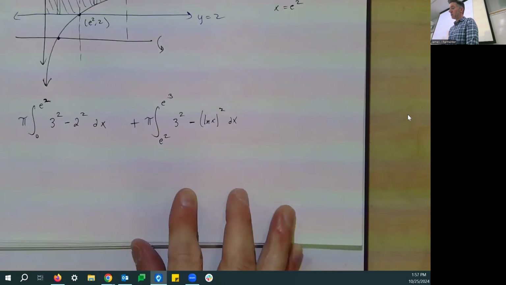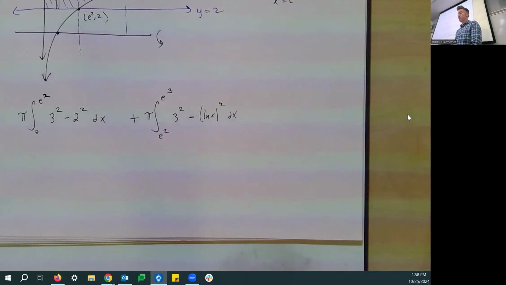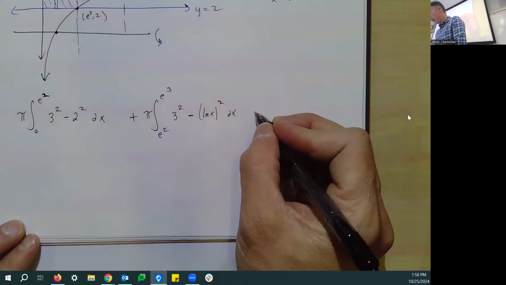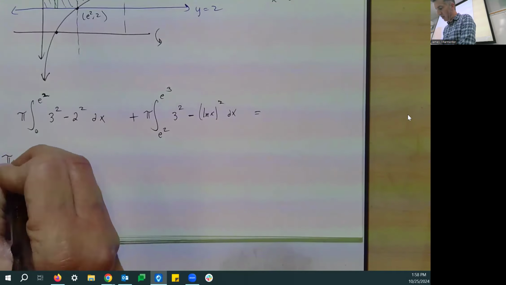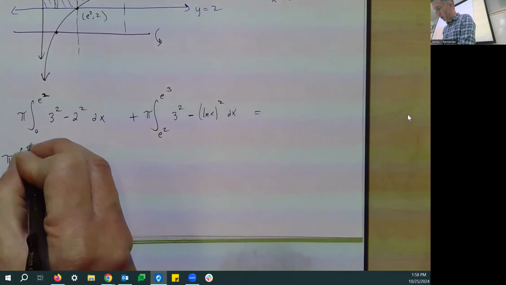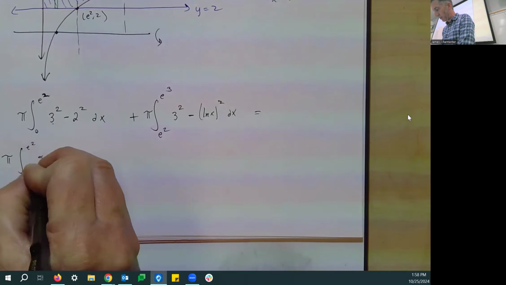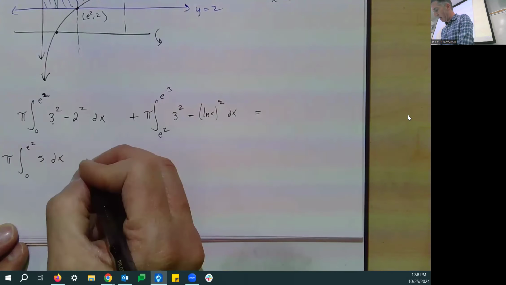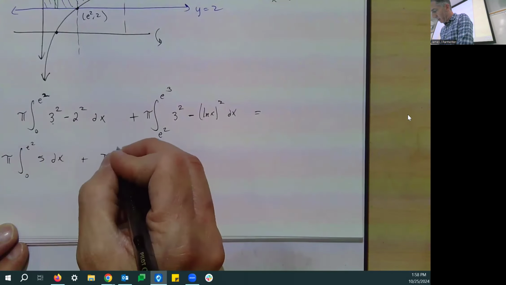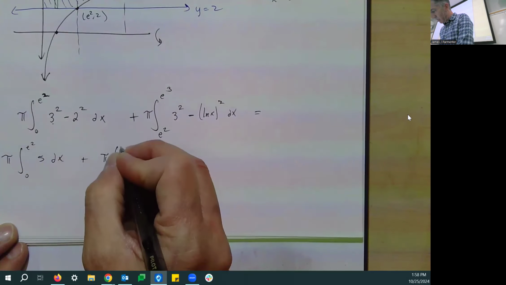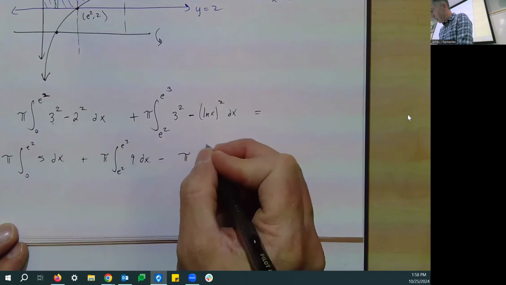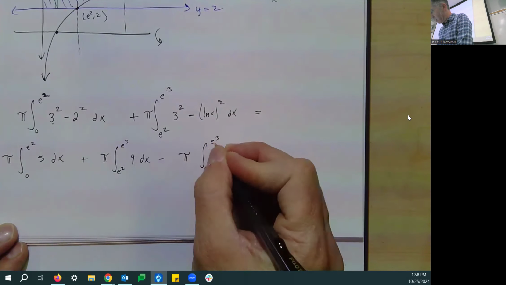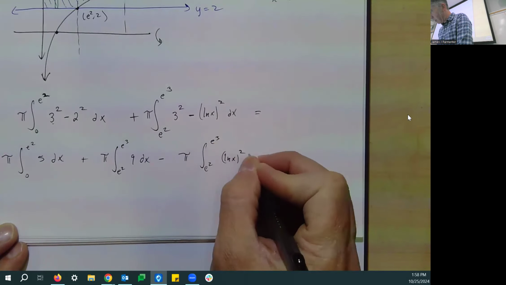Okay, here's what I would do. I would do a couple things to make my life a little bit easier. So I point out that this is pi integral from 0 to e squared, 9 minus 4 is 5. And actually I'm going to break this up as pi integral from e squared to e cubed times 9 minus pi integral from e squared to e cubed natural log of x squared dx.